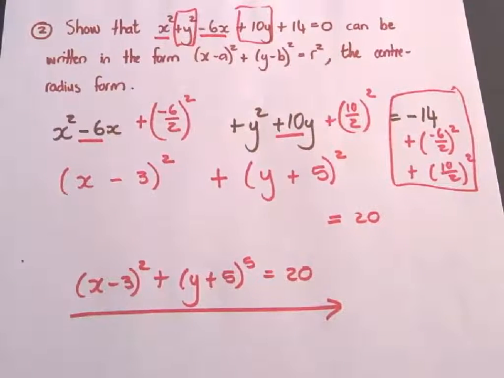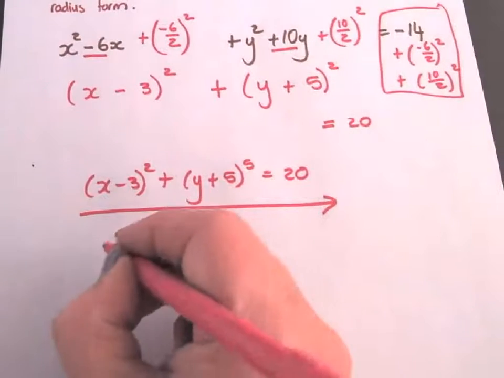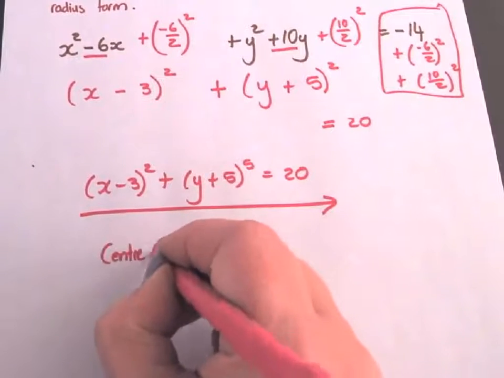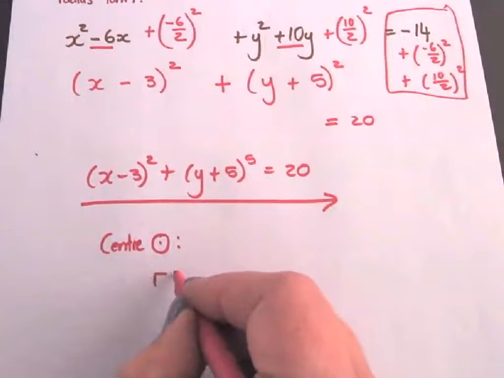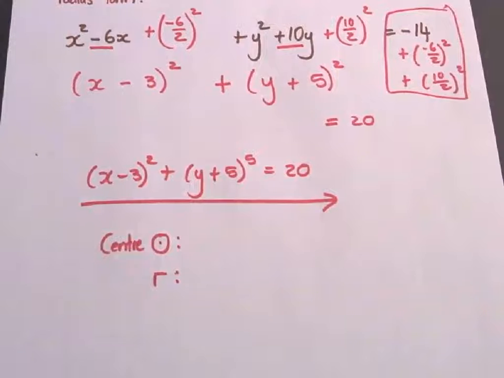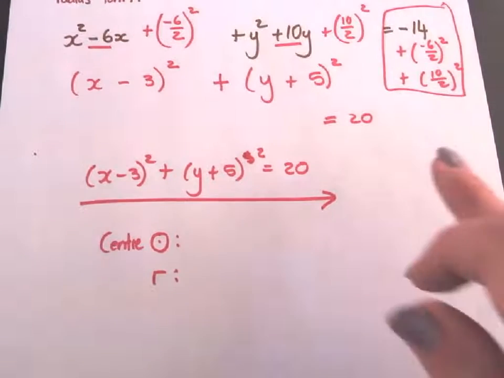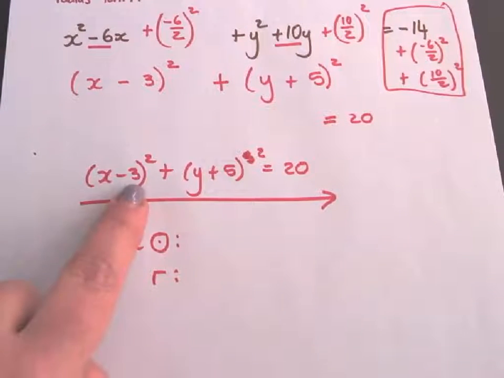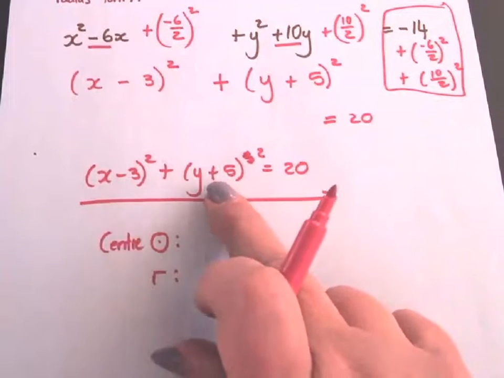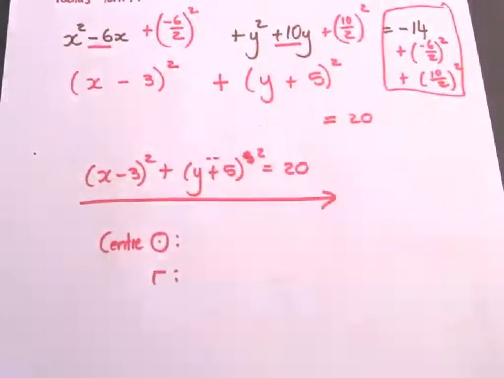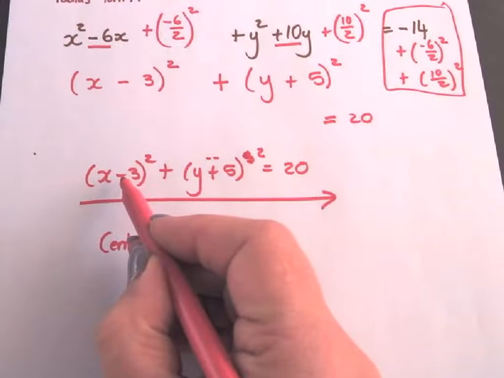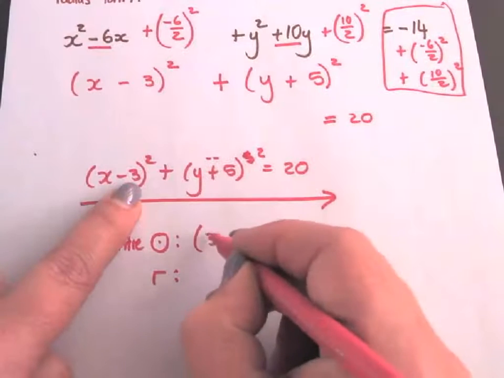Now they can ask you follow-up questions, like for instance, what is the center of the circle? And what is the radius? Where do I get the center of the circle in my equation? A and B. This should be a minus, so there are two minuses. This should be a minus, so this one is correct. So what is my center? 3 and negative 5.